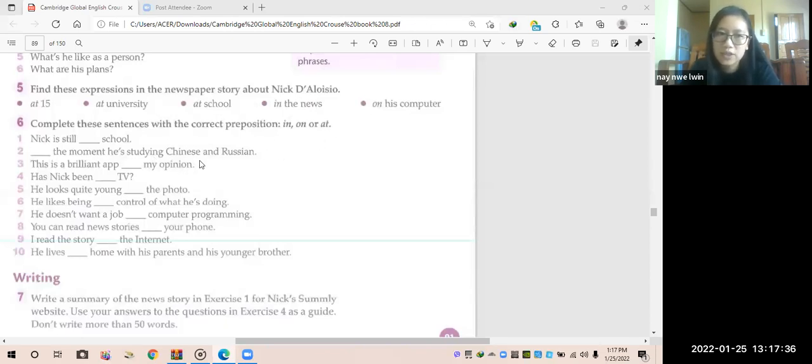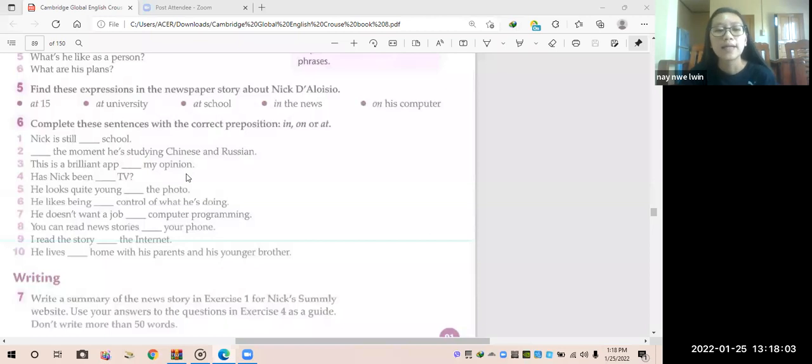Blank the moment he's studying Chinese and Russian. At the moment. Yes, at the moment. The answer is at the moment. What does that mean, at the moment? Right now. Right now, yes. At the present time, it's at the moment, right? At the moment, he is studying Chinese and Russian. So how about number 3?